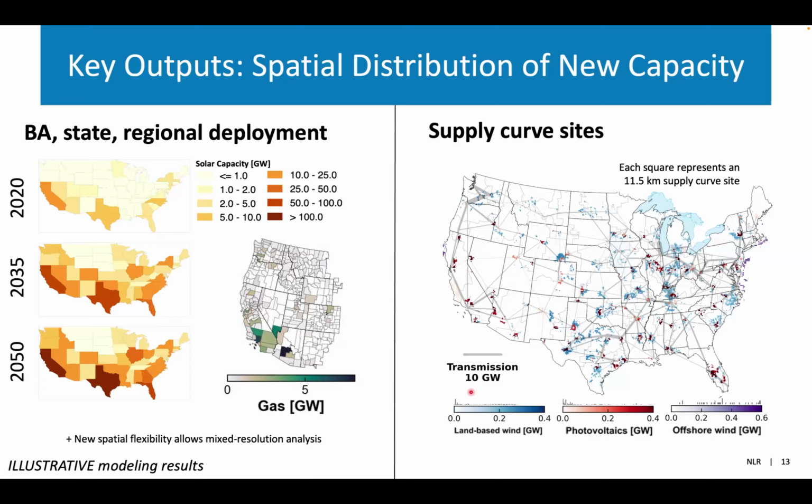ReEDS is also capable of further downscaling spatial results for certain technologies. This is seen on the right. This is an example of site-level wind and solar deployment, which is created by a module run post-ReEDS optimization that maps capacity deployment of these technologies back to their corresponding supply curve points.